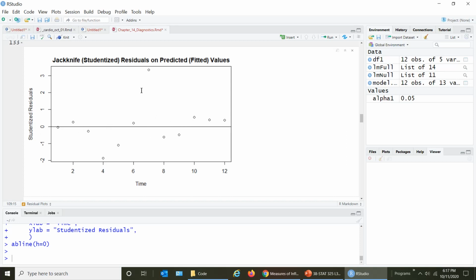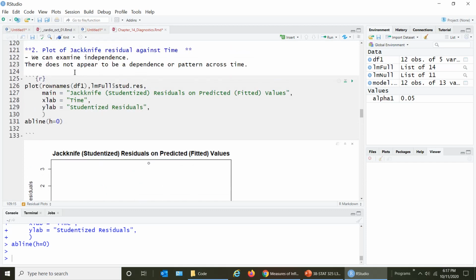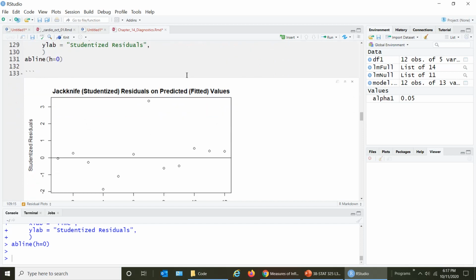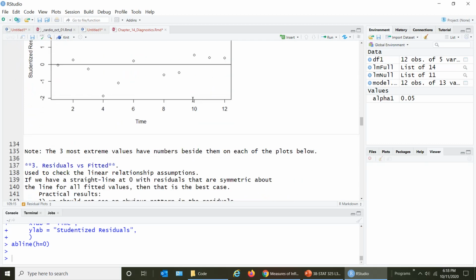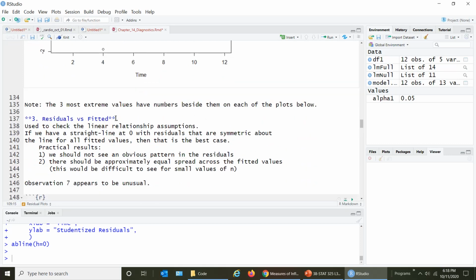It's not like I see this increasing over time or decreasing over time. I don't see a violation of independence, or there does not appear to be a dependence or pattern across time. So we've met that requirement that we have independence. We don't see a violation of it. Let's put it that way. Now, in the charts that follow, the three most extreme values will have numbers beside them.